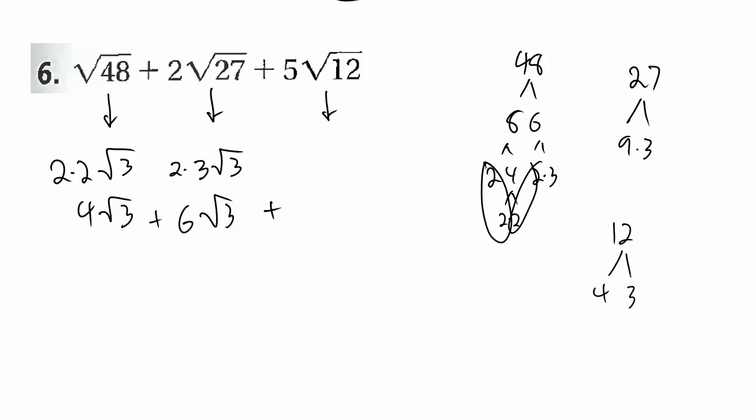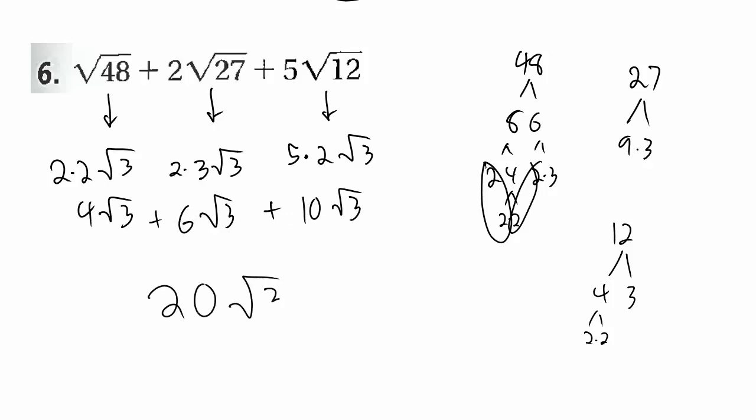Well, 12 is 4 times 3. All right, 4 is 2 times 2. Hey, look, that's 2 square root of 3. Don't forget that 5 is here. So 5 times 2 is 10. Let me rewrite, so that's consistent with the rest. So that's 10 square root of 3. So 4 plus 6 is 10, plus another 10 is 20. So you get 20 square root of 3 as your answer.